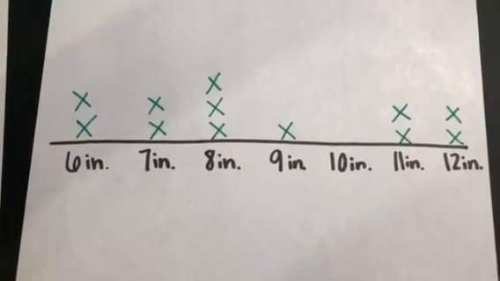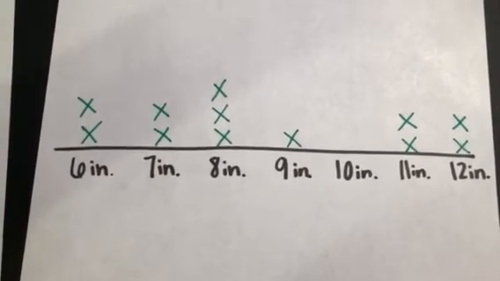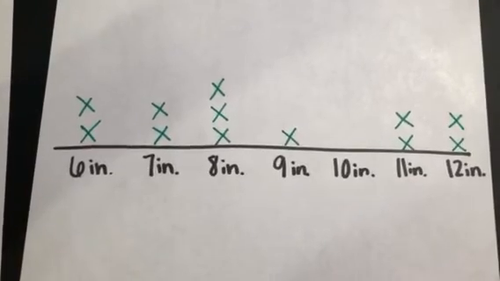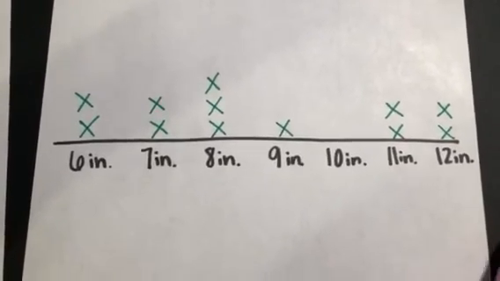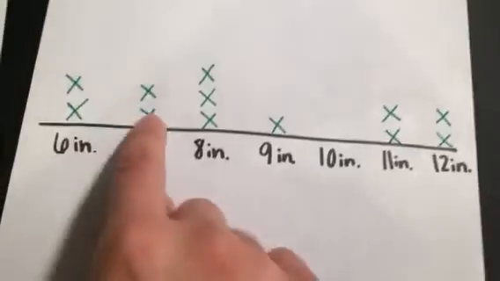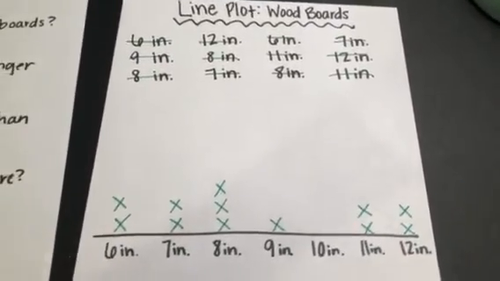What's the total? If you said 12, you're correct. Count the X's all up, and there's 12. I measured 12 wooden boards.